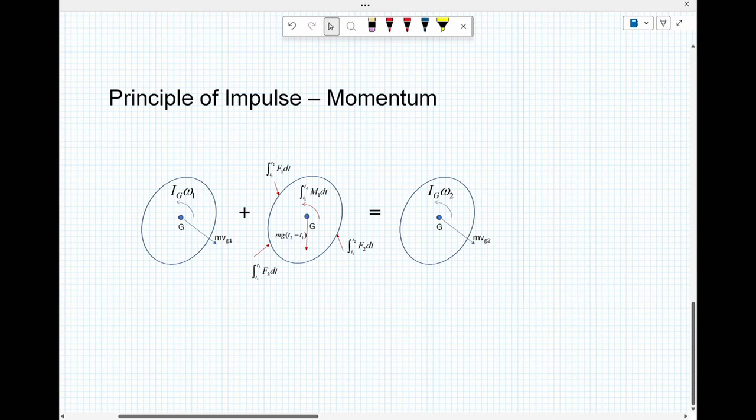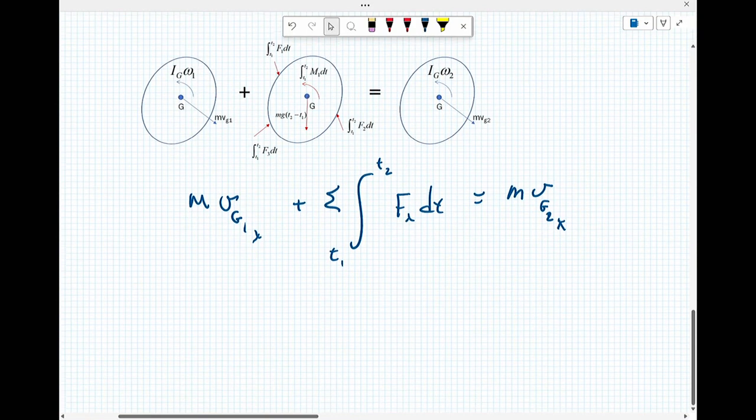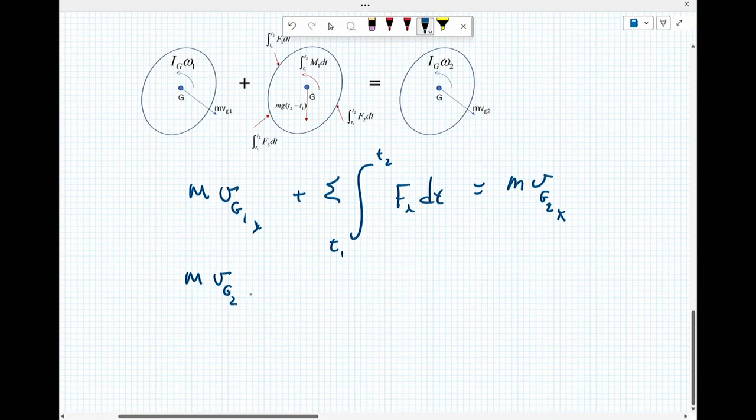So if you're dealing with something like this, where you have a set of angular impulses that are delivered, M1, or a single one in this case, you have a set of external linear impulses, F1, 2, and 3 over dt. You have an initial velocity, it should be capital G, I G omega 1. You have a final velocity, vG2. In that case, you can use mvG1 plus the sum of the integral from t1 to t2 of Fx dt equals mvG2 in x.